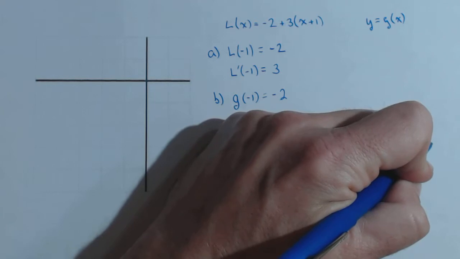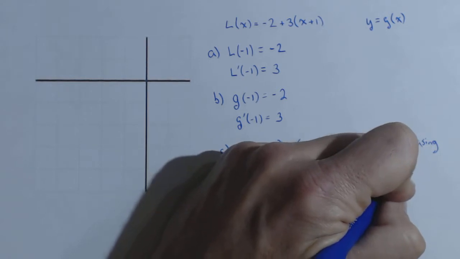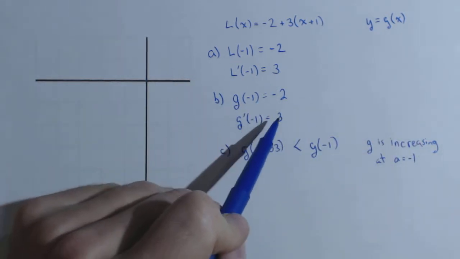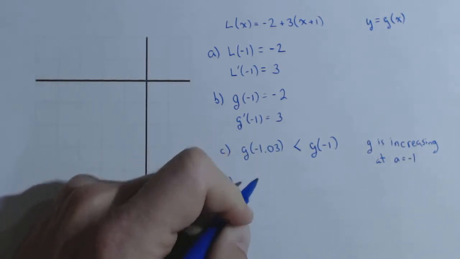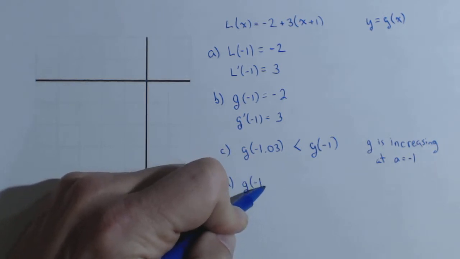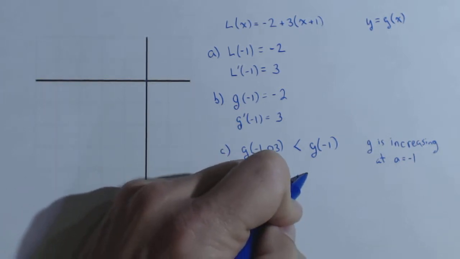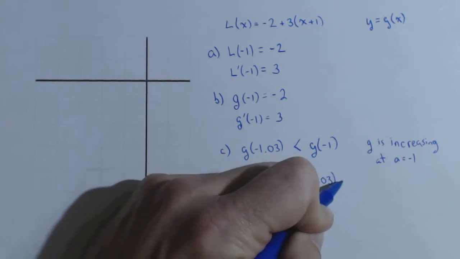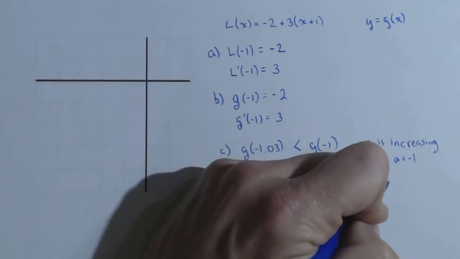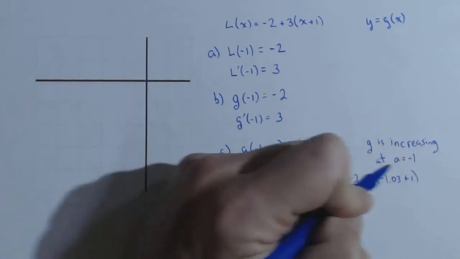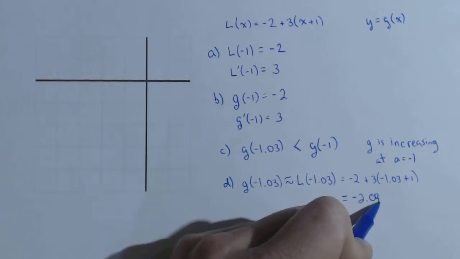And we know that because g is increasing at, let's be specific, a equals -1. We know that because g prime of -1 is 3. It's positive. D, we could use our local linearization to calculate g of -1.03. It's going to be approximately our tangent line evaluated at -1.03. So plugging that into our tangent line, so -2 plus 3 times (-1.03 plus 1), we get that that is equal to -2.09 if you calculate that out.